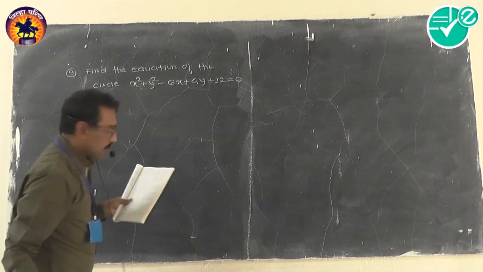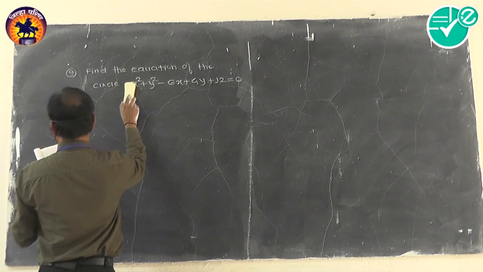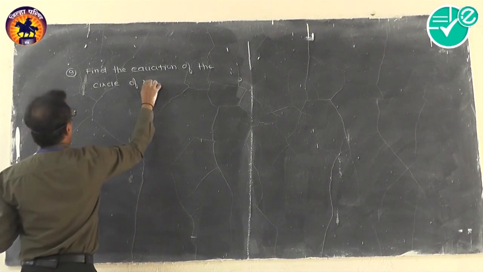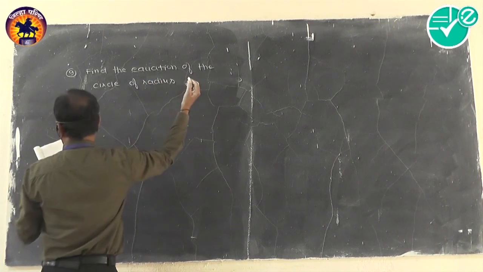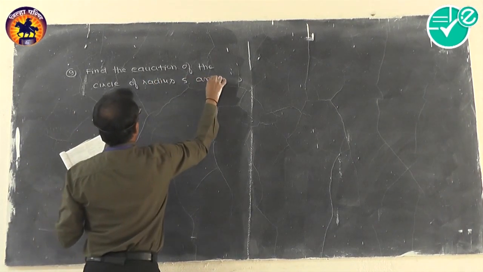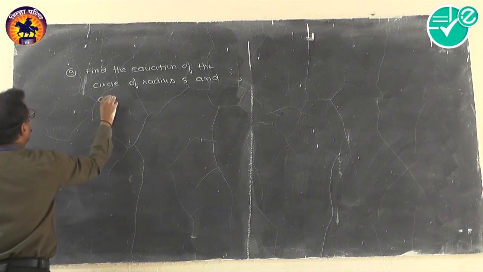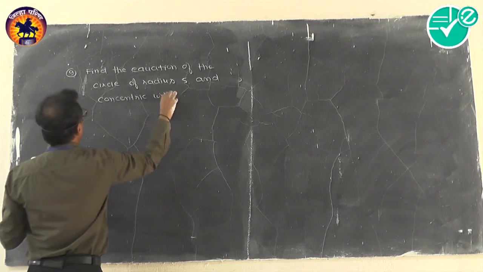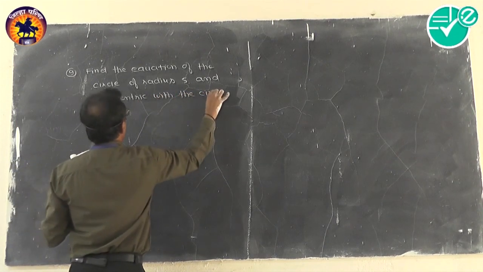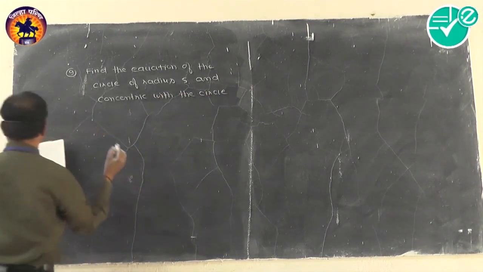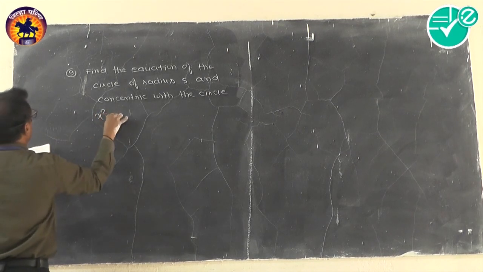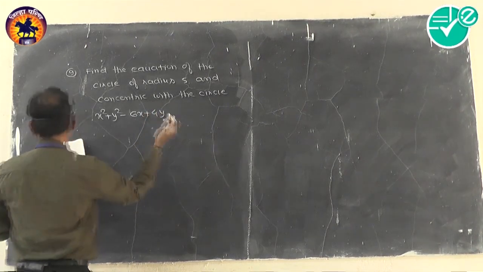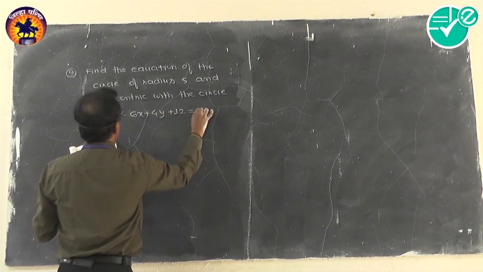Or, find the equation of the circle of radius 5 and concentric with the circle. The circle is given: x square plus y square minus 6x plus 4y plus 12 is equal to 0.